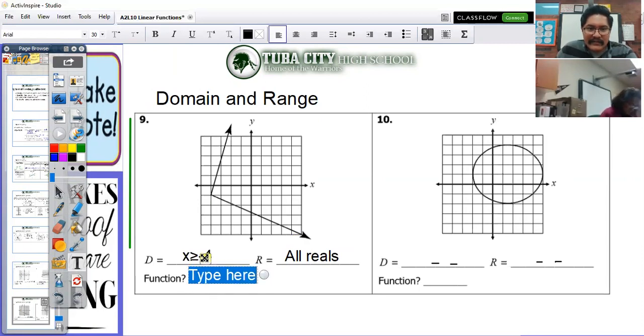And is this a function? Well, if you remember when I passed the vertical line through it, there were several places where I had two y values matching one x value. Like here in my example, I picked -3 and I had 1.5 and -1.3. So this is going to be no, not a function.